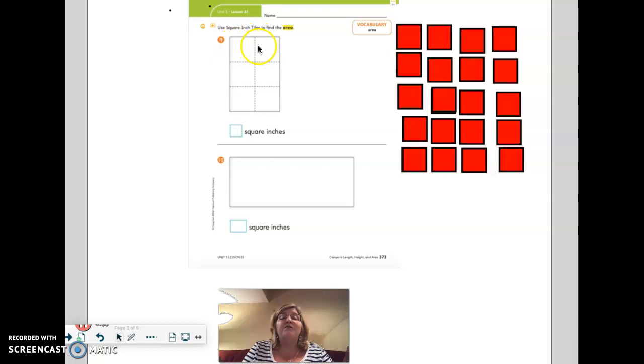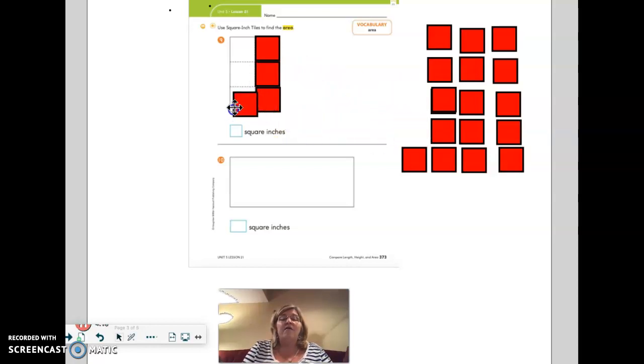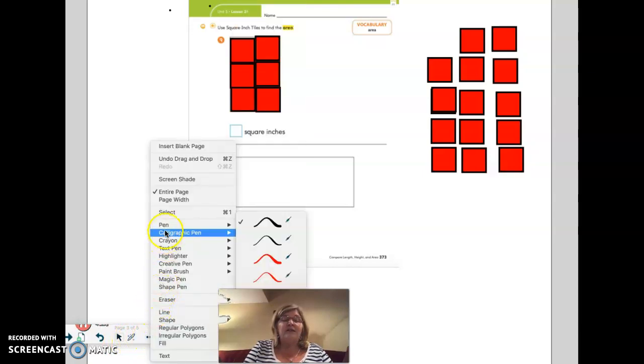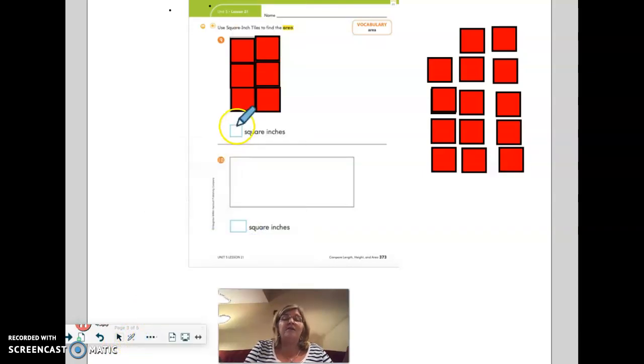Now, we are going to use square inch tiles to find the area of this big rectangle. So, we put them next to each other. 1, 2, 3, 4, 5, and 6. So this rectangle took 6 square tiles, so we can say that the area is 6 square inches.